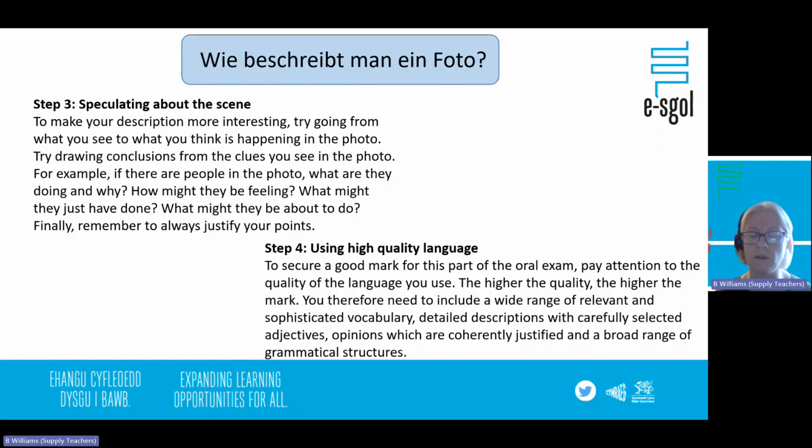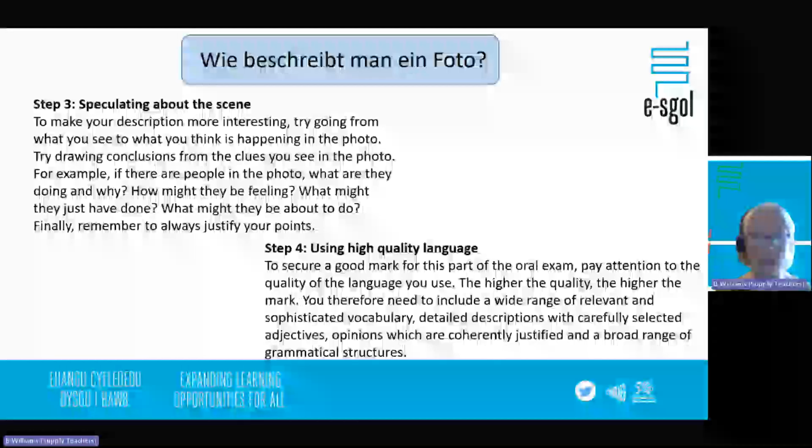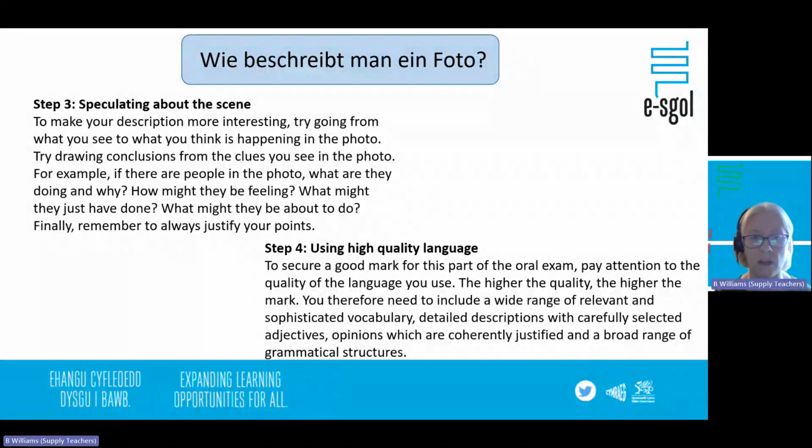And then the final step is to just make sure that you are using the highest quality language that you can. So pay real attention to the quality of the language that you're using. Obviously, the higher the quality, the higher the mark that you will get, especially for those 5 marks for the accuracy element. So you need a wide range of relevant and sophisticated vocabulary, especially for the higher tier. You need detailed descriptions, you need carefully selected adjectives and opinions, and make sure that you justify those coherently using a broad range of grammatical structures, and we will be looking at some of those next.